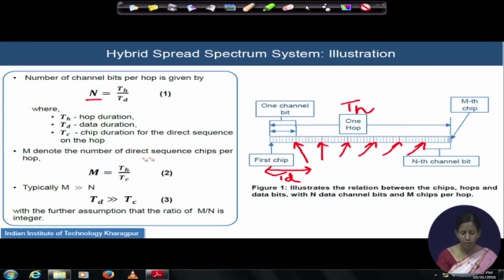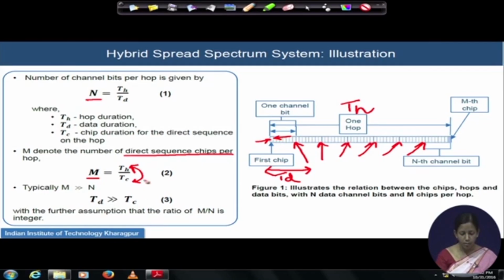In this situation, I have 6 channel bits. Similarly, I can also find out how many direct sequence chips are available inside that one hop, which will be governed by capital M, given by TH by TC, where TC is the chip duration. TC is the one chip duration from here to here.